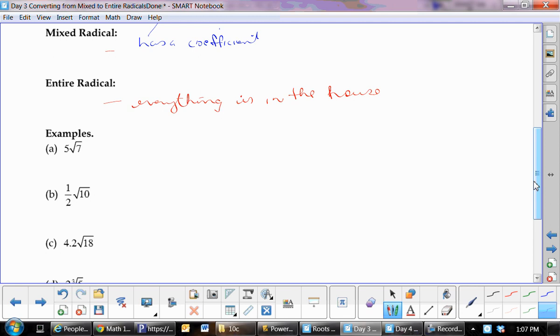Now, all of these, let's make them entire radicals, because right now they're mixed. When you make something into a different form, it can't change its value, or else you messed up. So 5 root 7, whatever I'm getting, had better equal 5 root 7. You see how 5 is outside the house. 5 can get inside the house, but it turns into something when it gets in there. If you bring the 5 in, it would look like this.